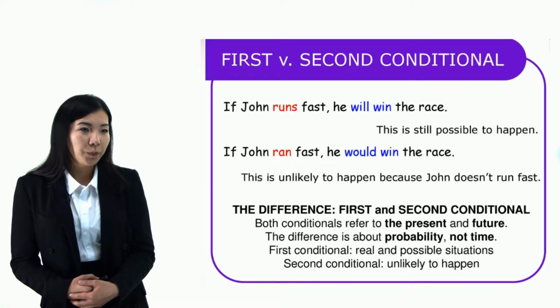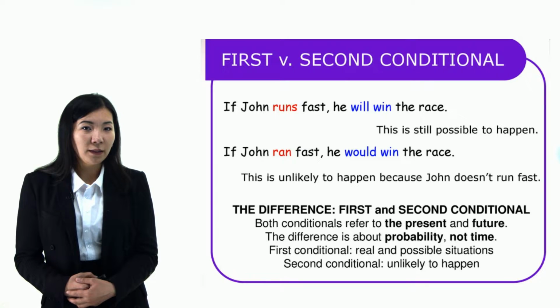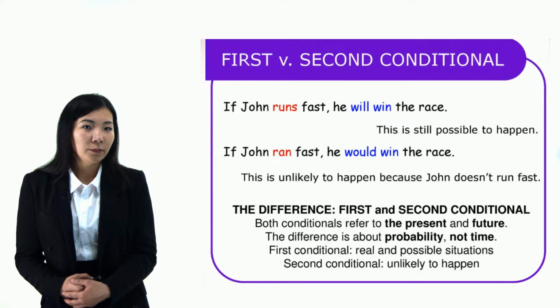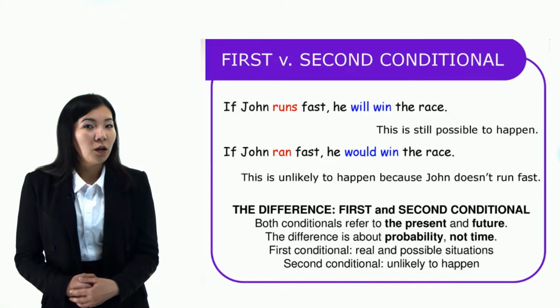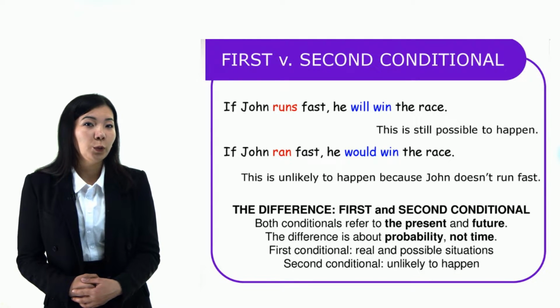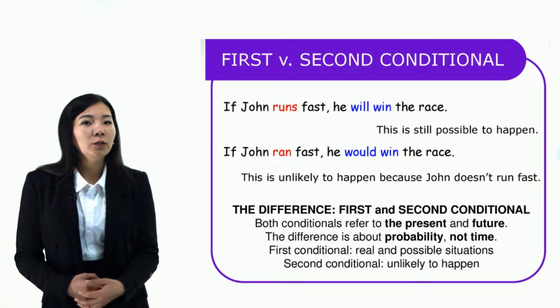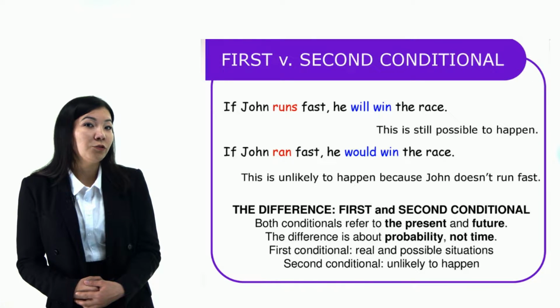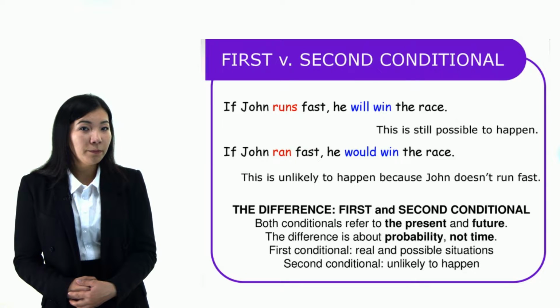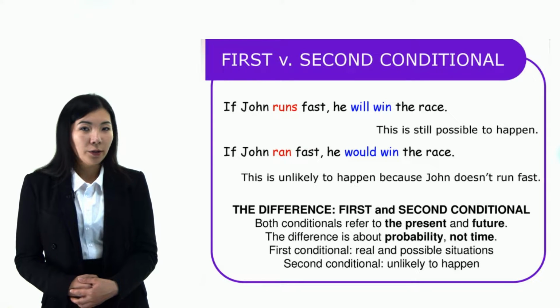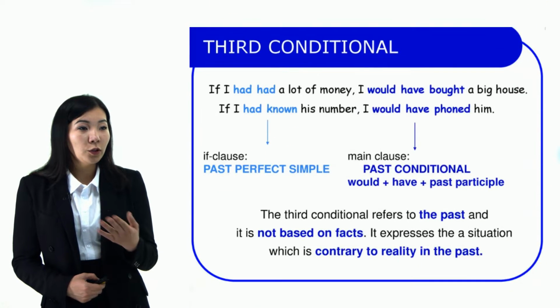For example, if John runs fast, he will win the race. This is still possible to happen. While if John ran fast, he would win the race. This is unlikely to happen because John doesn't run fast. So, did you see the difference between them? Okay, so let's move on to the third conditional.